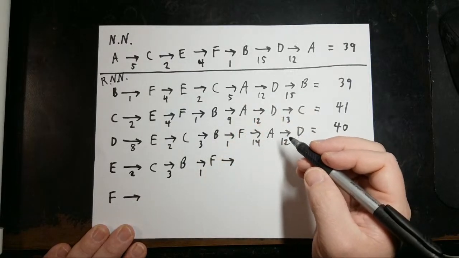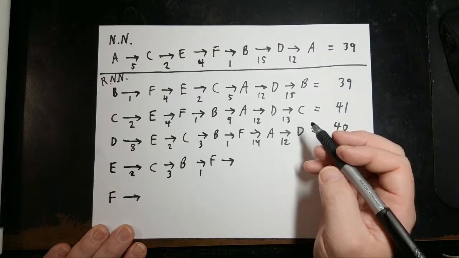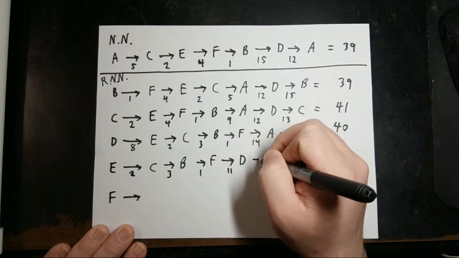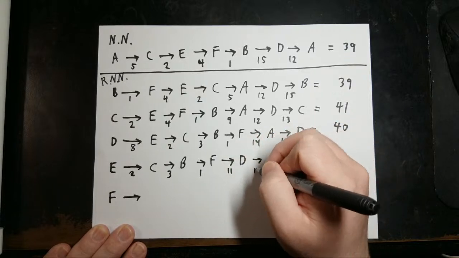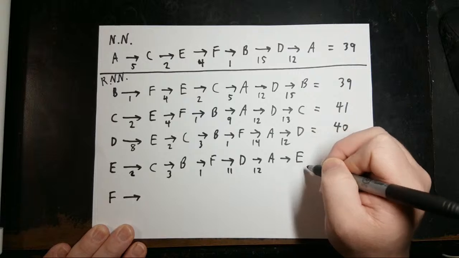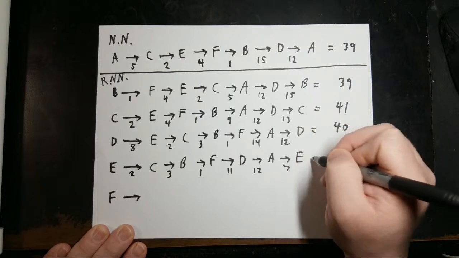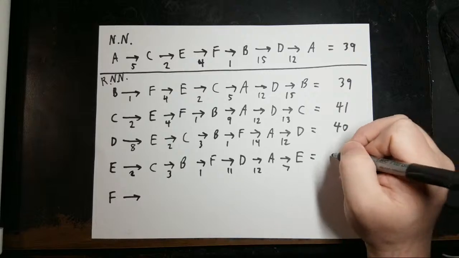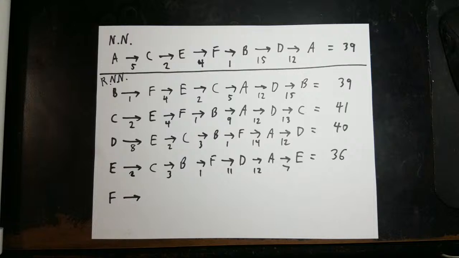From F, I have to go to A or... Oh, it's going to be different. Got to go to D, which is 11. From D, I have to go to A, which is 12. And from A, I have to go to E, which is 7. This one looks promising. 2, 3, 1, 11, 12, and 7. Yep, I got a 36.